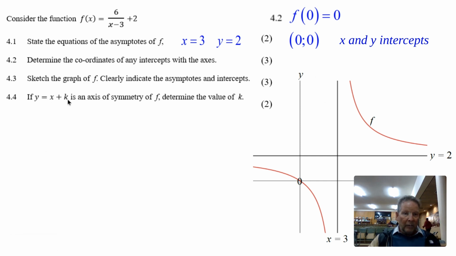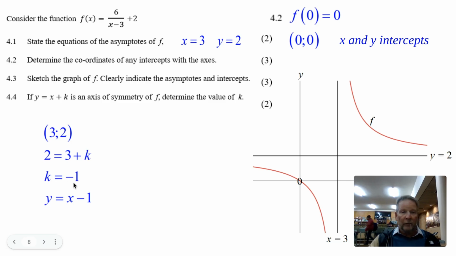If y equals x plus k is the axis of symmetry of this thing, that's the line going right through there. It's got a gradient of 1, and it goes through 3 and 2. So all you do, this is one way to do it: you've got this equation. You can put in x is 3 and y is 2, and then solve for k. I think this is maybe the easiest way. You can use the point gradient formula and get the same answer, but this one works just as good.